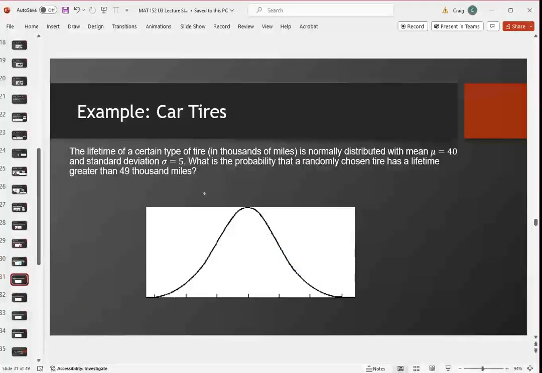The lifetime of a certain type of tire in thousands of miles is normally distributed with a mean of 40, so 40,000 miles essentially. Standard deviation of 5, so 5,000 miles. What's the probability that a randomly chosen tire has a lifetime greater than 49,000 miles? So in this case, X is 49. We're going to find our Z-score, 49 minus 40 divided by 5. That's 9 divided by 5, which is 1.8.